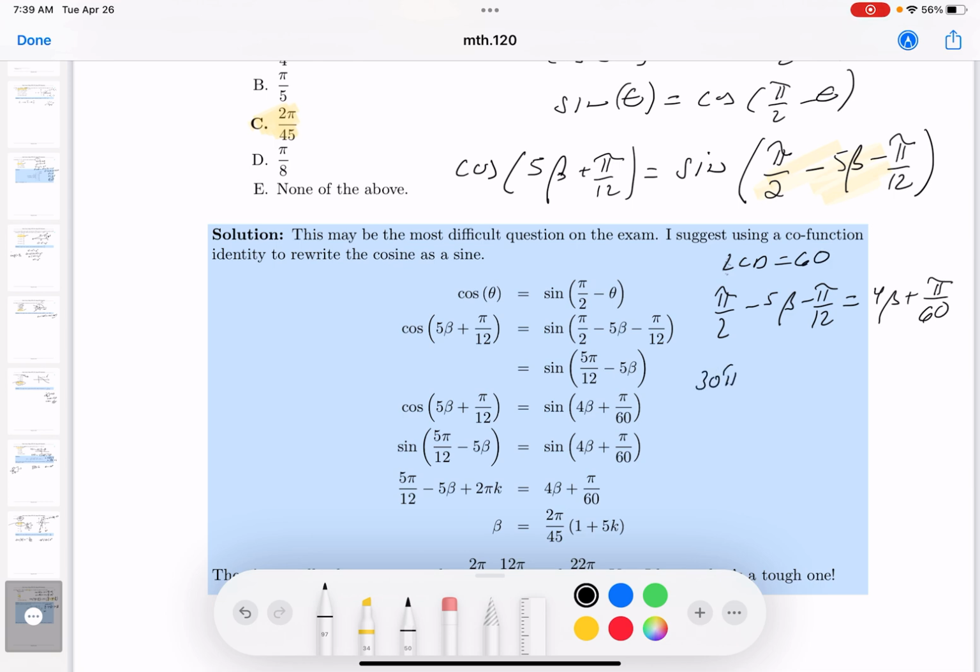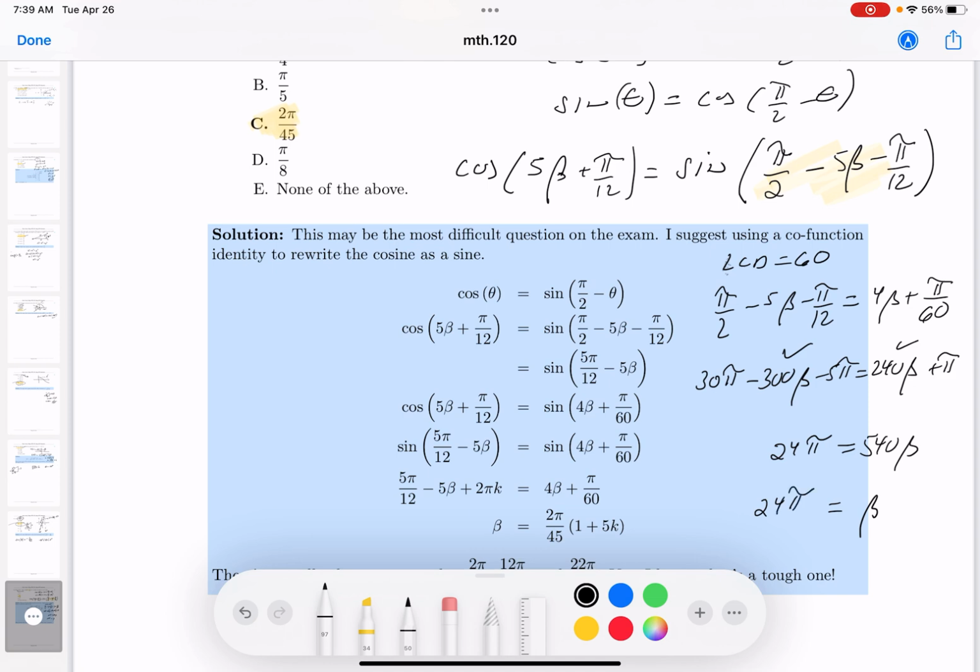30 pi minus 300 beta, and let's see, minus 5 pi, equals 240 beta, plus pi. Well, let's see, 540 beta. And let's see what you get there. 30 minus 5 is 25, and 25 minus pi is 24 pi. Whoops, that's not 24 pi, is it? I would divide both sides by 540, and I got beta, which is certainly an acute angle.